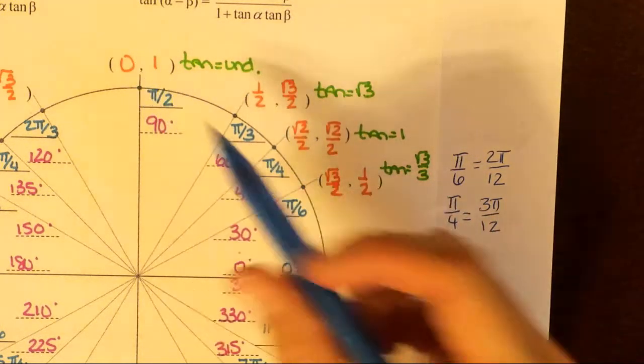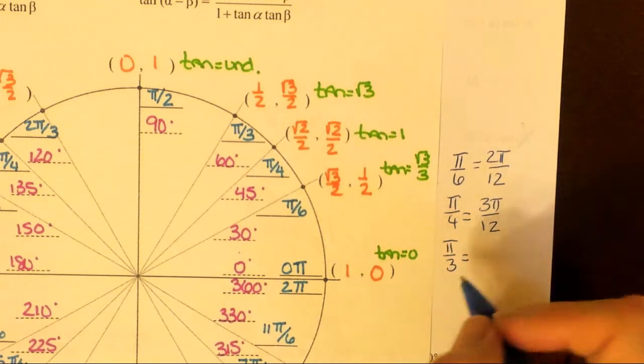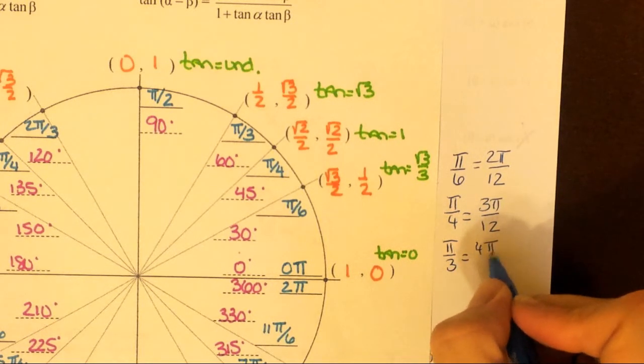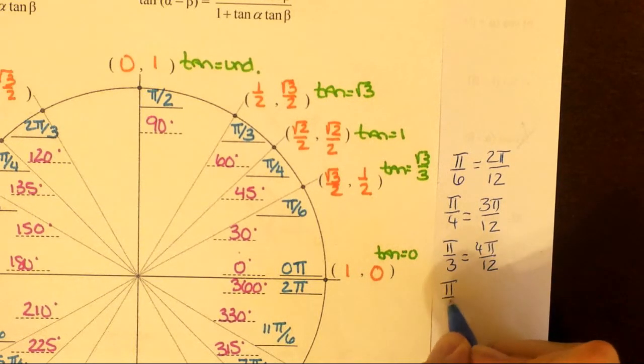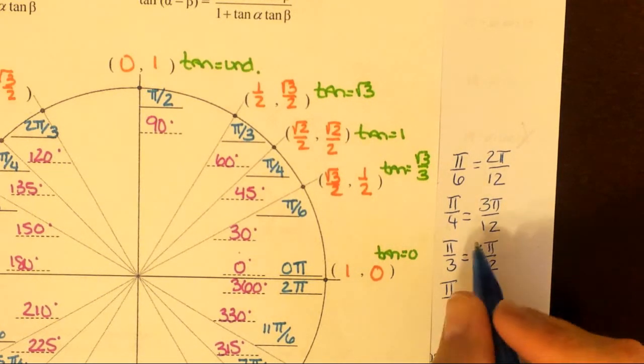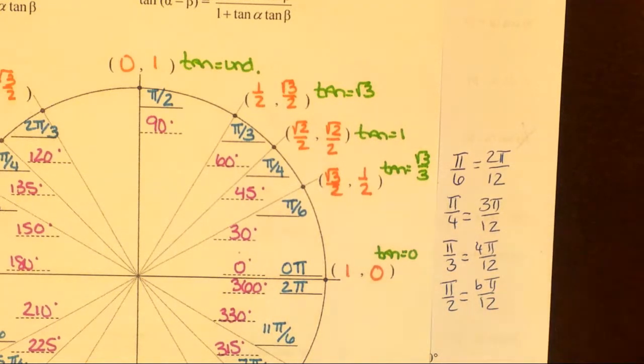I'm just going to do the whole first quadrant. I'm going to change pi over 3 to be over 12. When I do that, I get 4 pi over 12. I'm going to do one more. I'm going to do pi over 2, and I'm going to multiply top and bottom of that by 6, and I get 6 pi over 12.